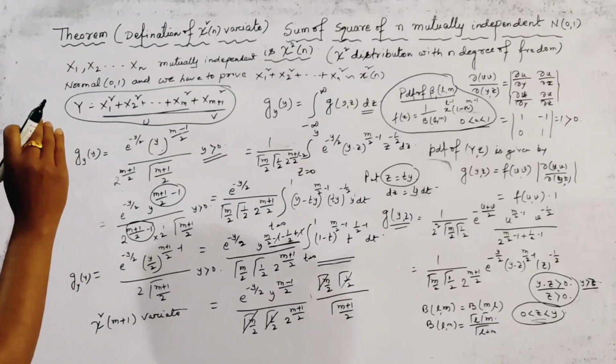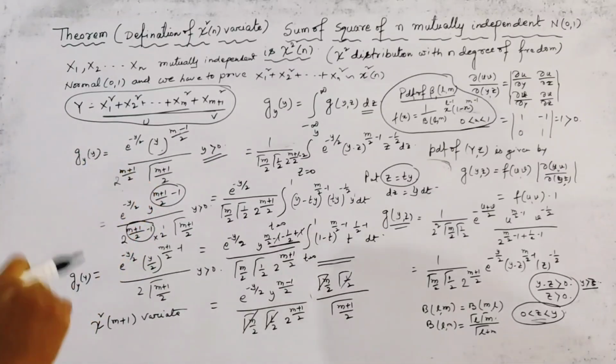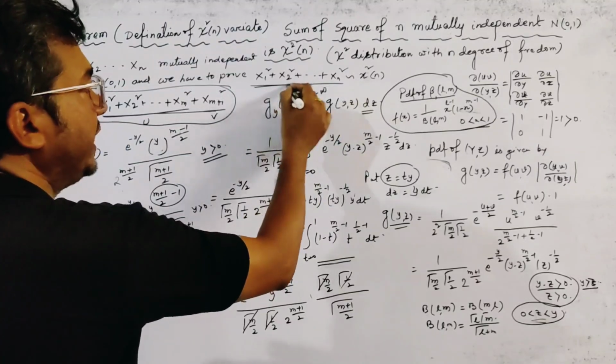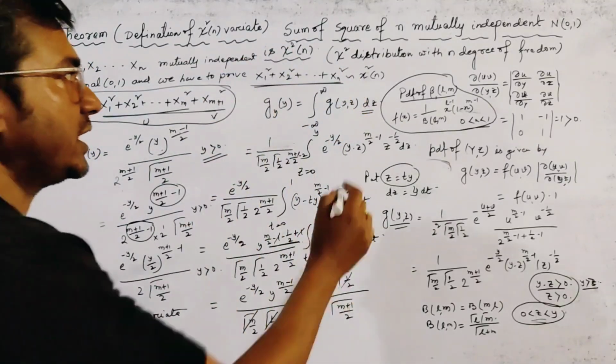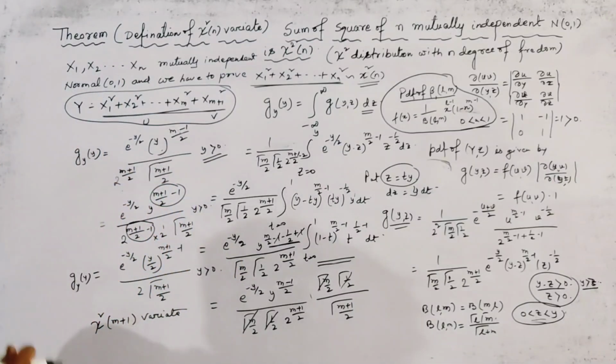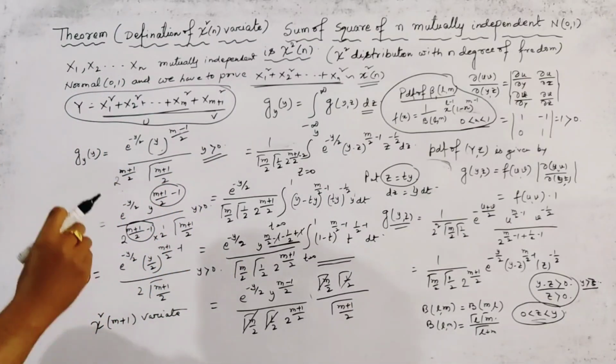So by using the principle of mathematical induction, we say that for any integer n, this is Chi-Square n. Okay, very interesting but long theorem.